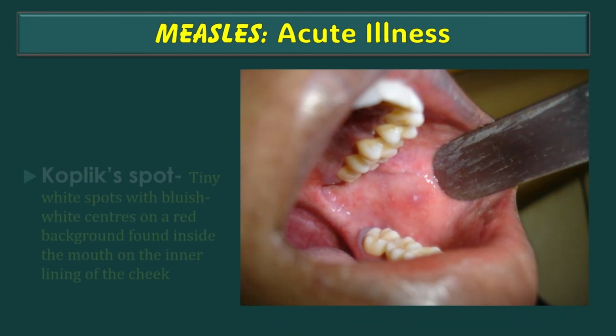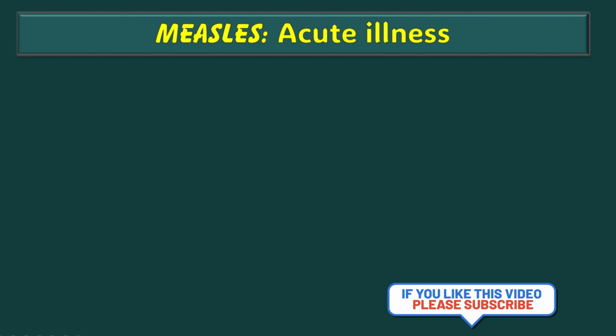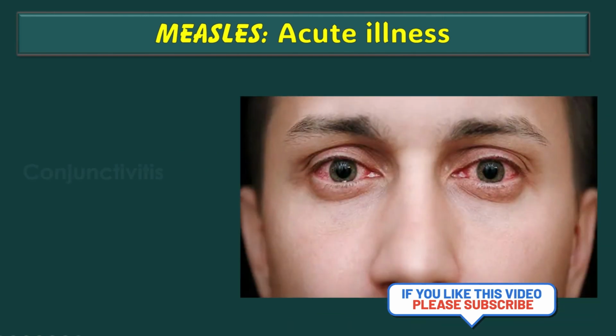And there is another characteristic sign that appears, called Koplik spots. It is a white spot with a reddish side, inside the cheek on the inner lining of the cheek. It is very characteristic for measles. This is the Koplik spot. In acute illness there may be conjunctivitis also, conjunctivitis of both eyes.